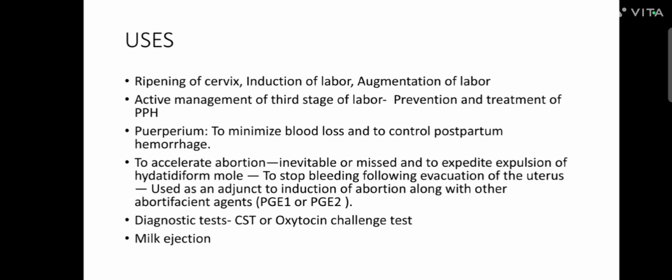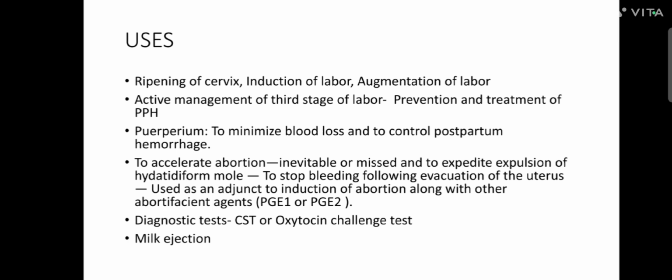It is used for the ripening of the cervix, during the induction of labor, and also for the augmentation of labor. It is used in the active management of the third stage of labor. What is the active management of the third stage of labor? One is delay in cord clamping. There are some indications and contraindications for delayed clamping. We have to know the contraindications for delayed cord clamping, so we should be very careful in which cases we do early cord clamping and in which cases delayed cord clamping.